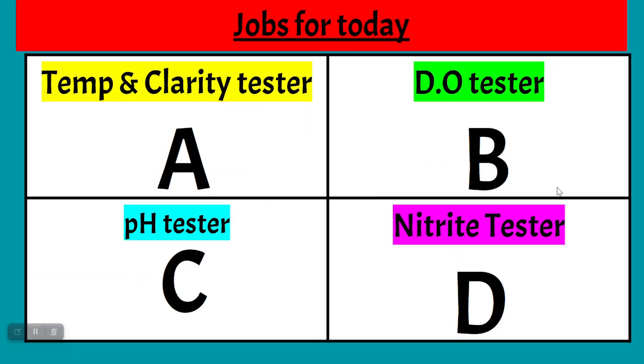Okay, so the jobs for today in class for this would be day 6. If you are person A, and remember you can look on the front of your packet to see what letter you have, you're in charge of temperature and clarity. If you have letter B, you're in charge of dissolved oxygen. Letter C, you are the pH tester. And letter D, you are the nitrite tester.